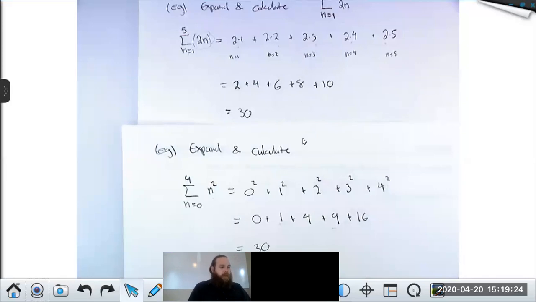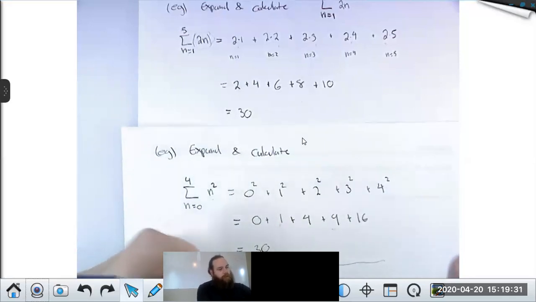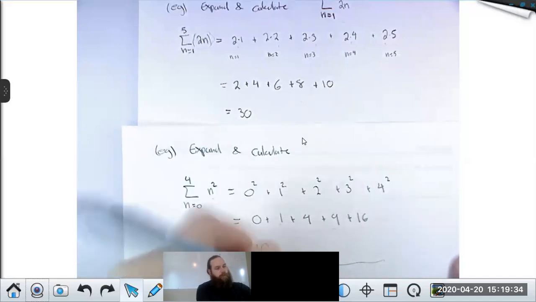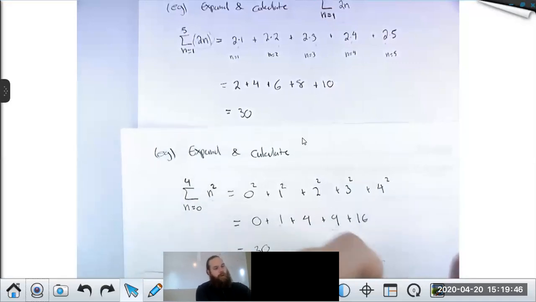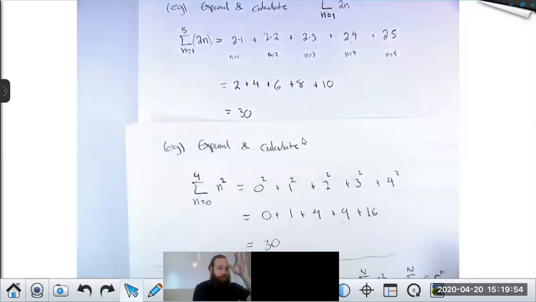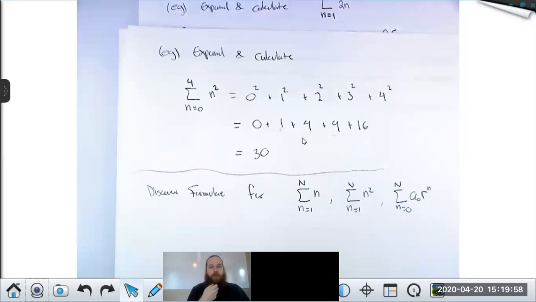The next few things we're going to do as we go down the road, we're going to discover formulae for sigma n equals 1 to capital N of n, sigma n equals 1 to capital N of n squared, and sigma n equals 0 to capital N of a geometric sequence. All right, and we're going to start playing around with those.